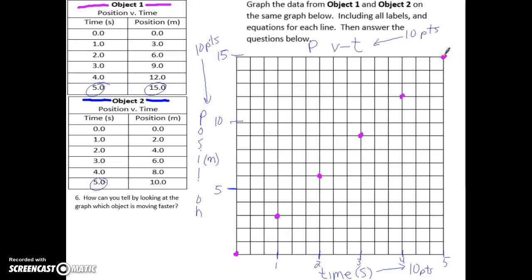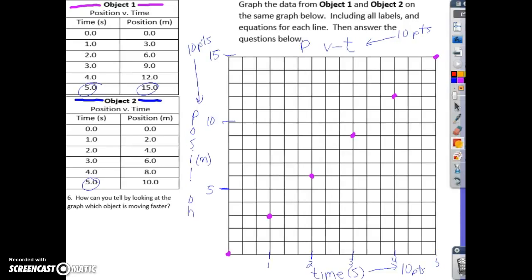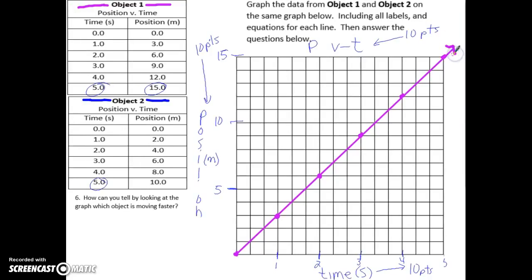Let's do our line. Use a straight edge, please, on the quiz. I don't want to see crooked lines. Please use a straight edge. And don't forget the little arrow, because the arrow represents the data continuing so that we can extrapolate outside the data.